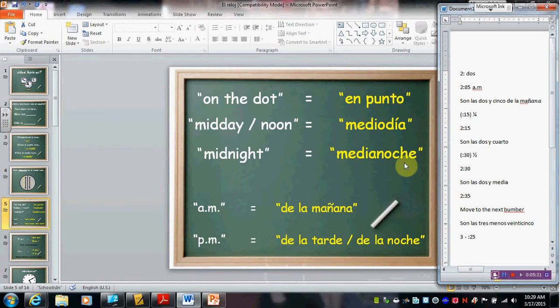And then what happens if we have 2:15 p.m.? I'm guessing that your question right now is, which one do we use, de la tarde or de la noche? Now, this is what I always tell everybody. De la tarde is used when it's afternoon or evening, but it's not dark yet. And then de la noche is used when it's dark. So because it's 2:15 and of course there's sun outside, I am going to use de la tarde. Now, if it was 8 o'clock p.m., I will use de la noche.